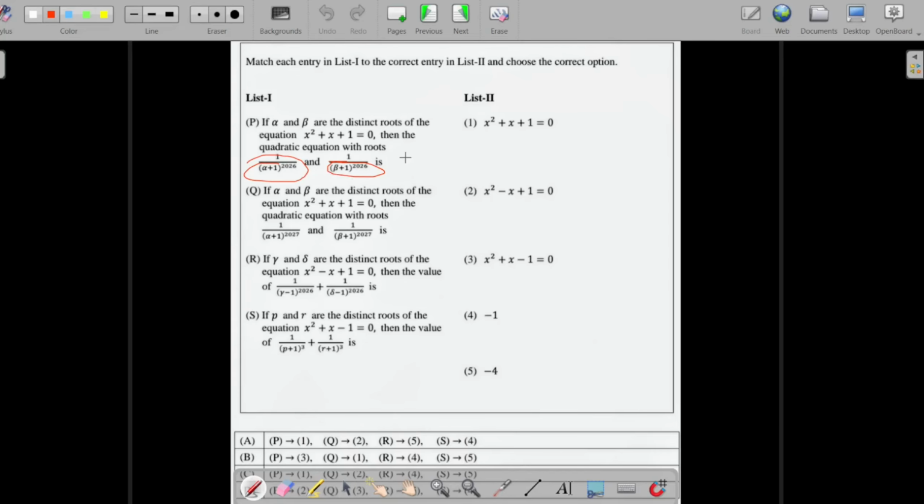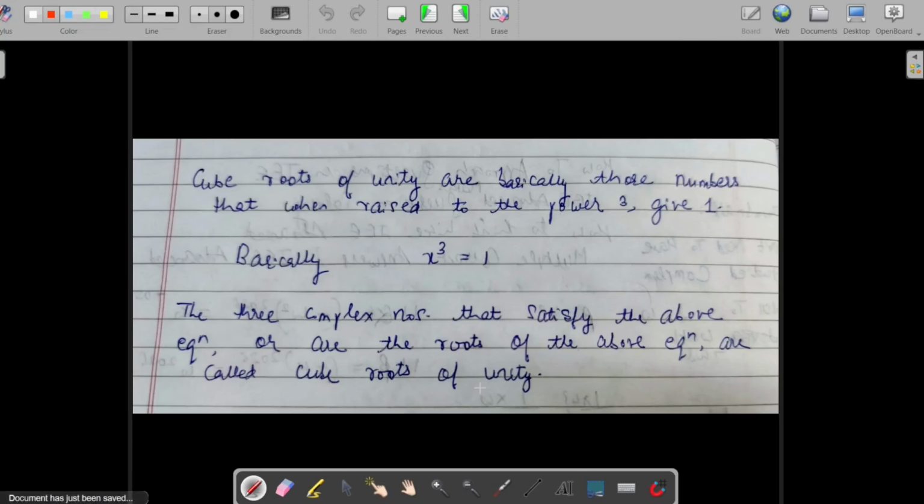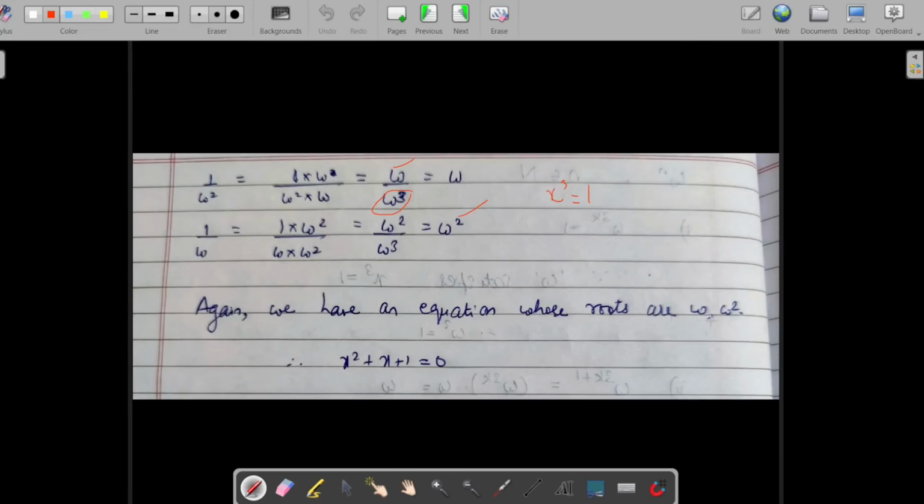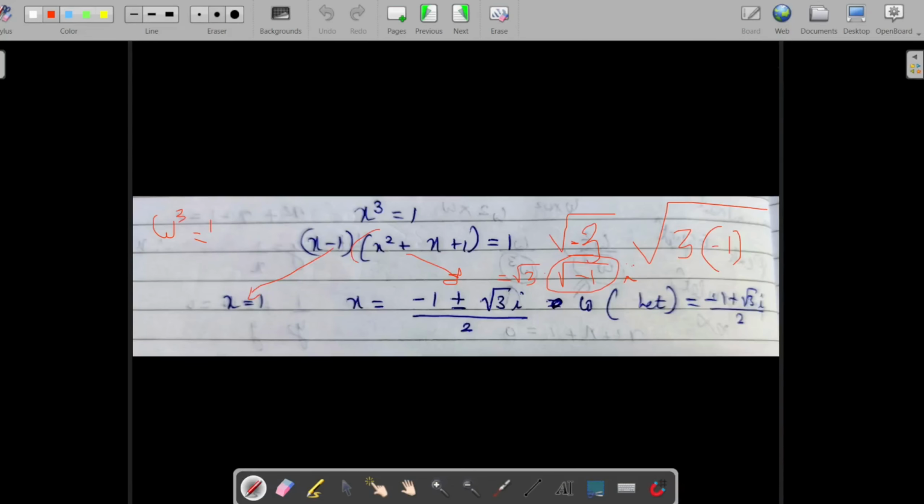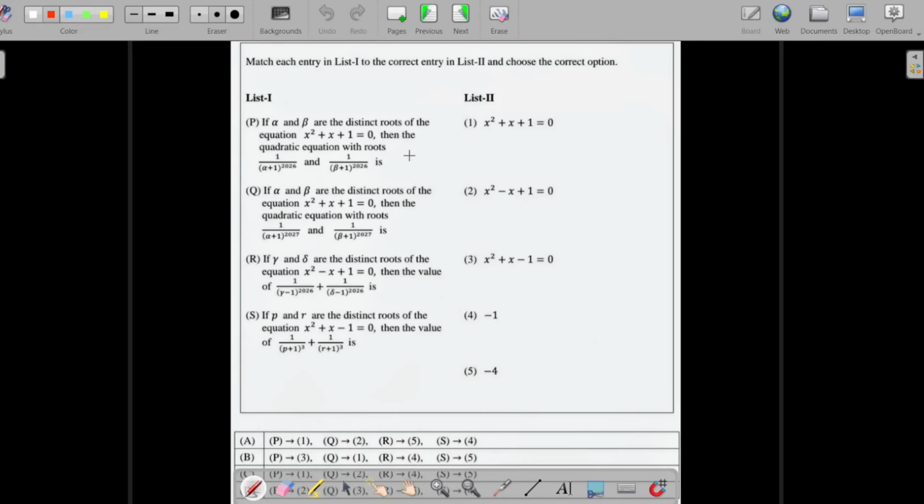So this value is nothing but omega and omega square, or if we would have taken the other roots, omega square and omega. So finally, we have found the value of these two terms, and what we want is a quadratic equation whose roots are these two terms. So again, we have an equation whose roots are omega and omega square, and omega and omega square are the roots of this equation. So finally, the quadratic equation with these roots will be this one again. This is the first answer.